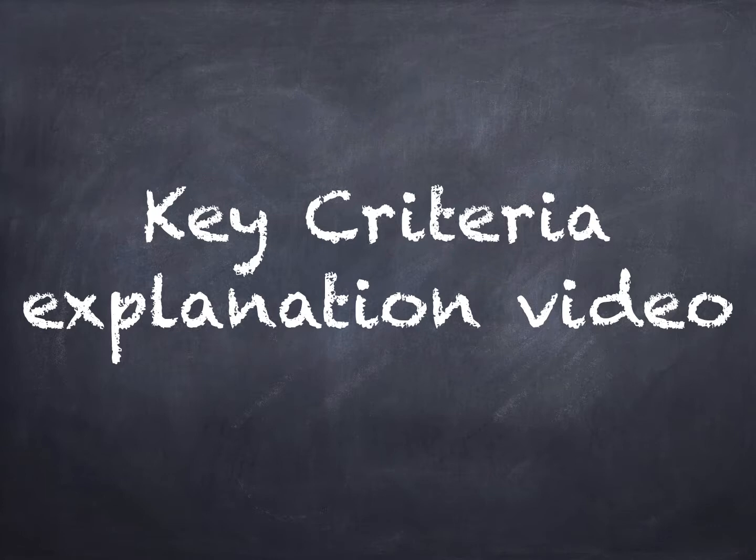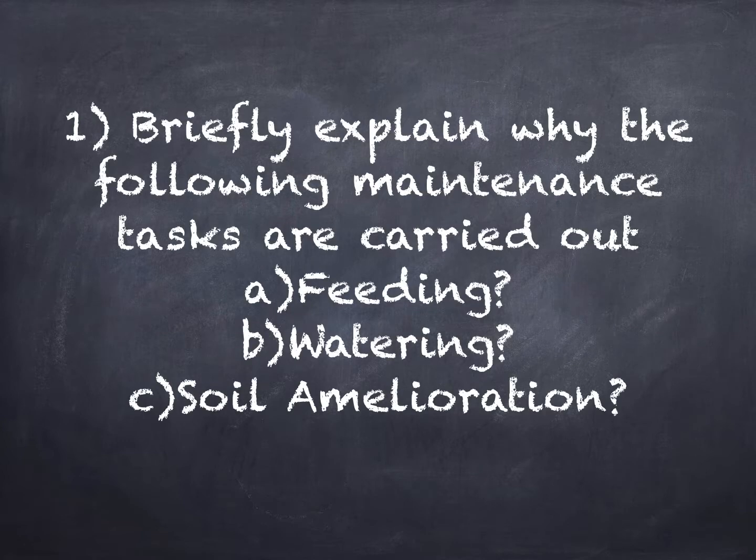This is the key criteria explanation video for the Maintaining the Appearance of Decorative Amenity Areas workbook, which is Unit 209. So the question is: briefly explain why the following maintenance tasks are carried out.